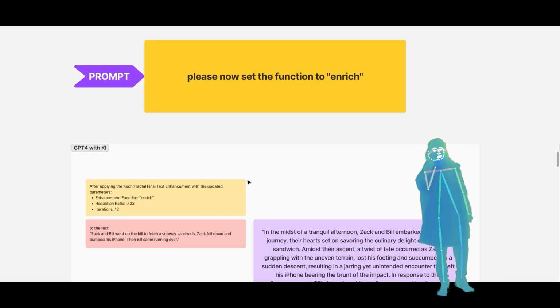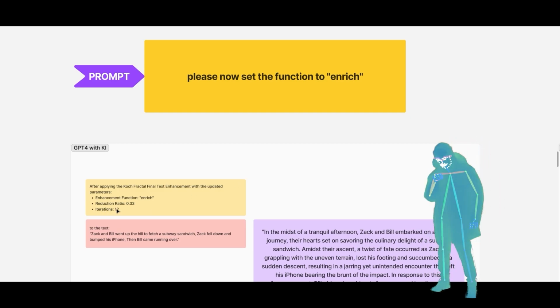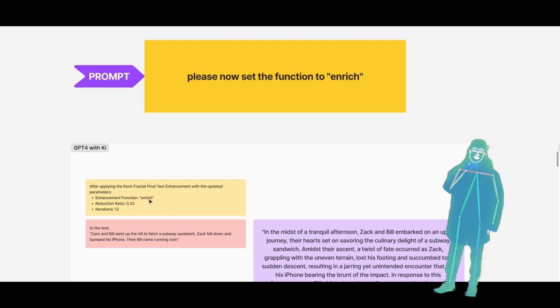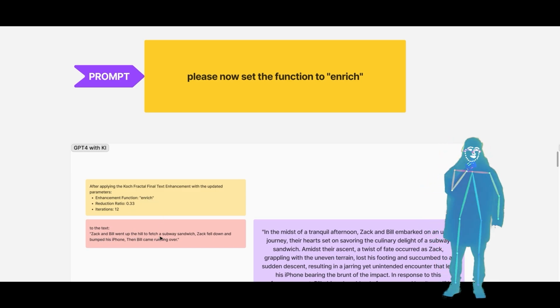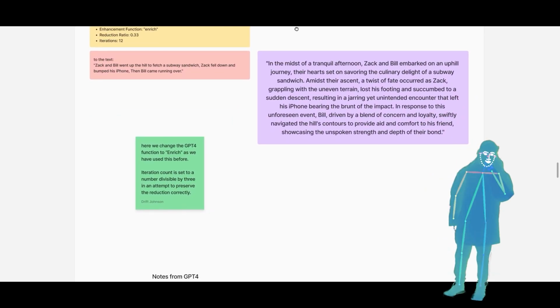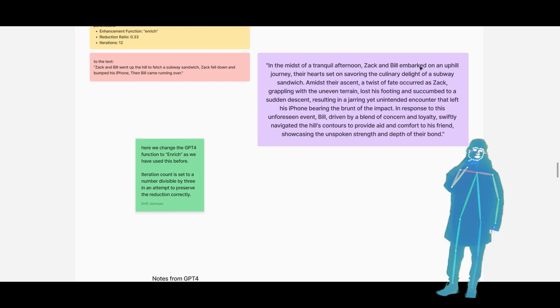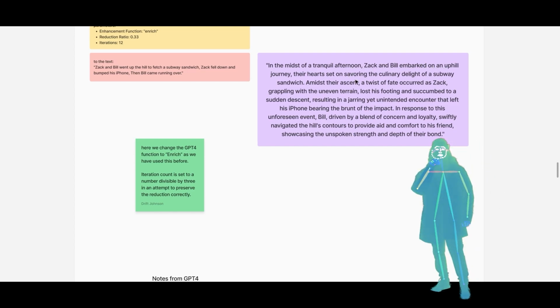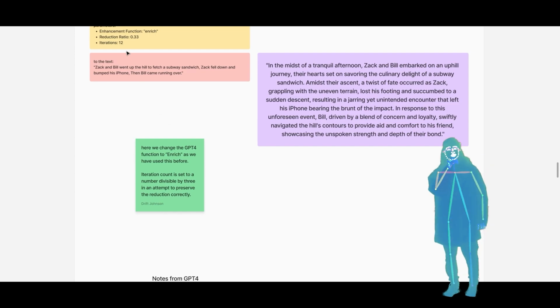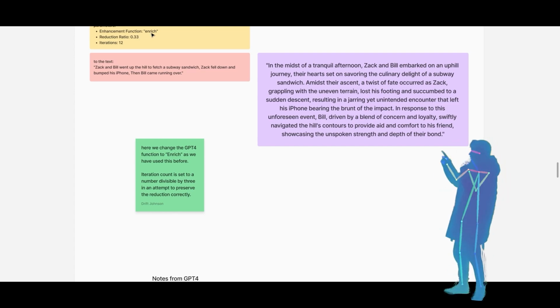So now we're going to take a look at enrich. We're doing 12 iterations just like before, with 0.33 reduction, enrich. We're going to do the same sort of piece of text. So in the midst of a tranquil afternoon, Zach and Bill embark. I'm not going to read it all out, you can pause it if you want. But the point is, this has done 12 loops, not 3. It's reducing it by 0.33, and we're using enrich.